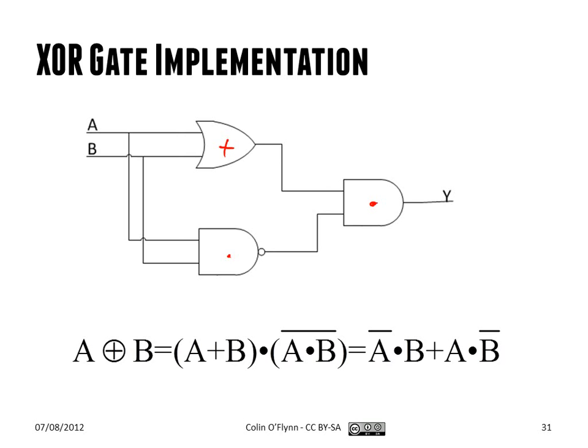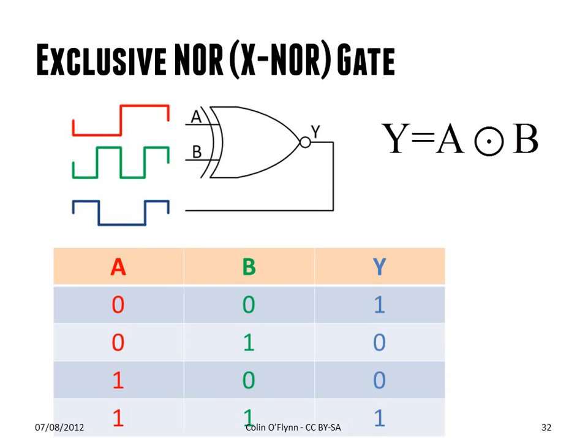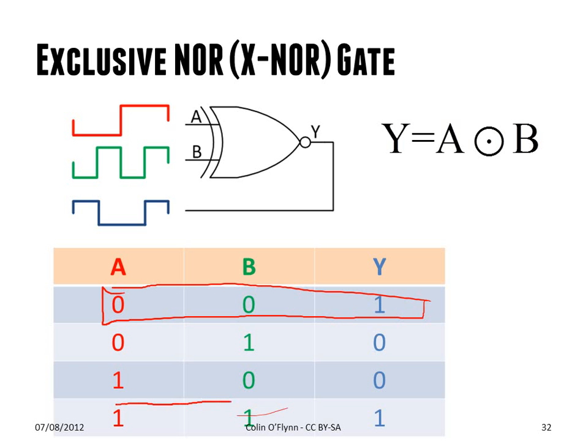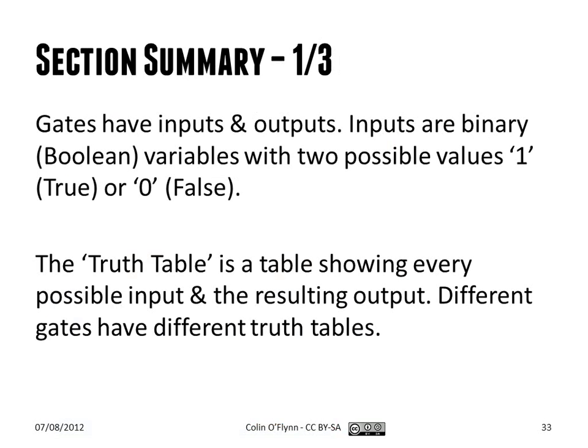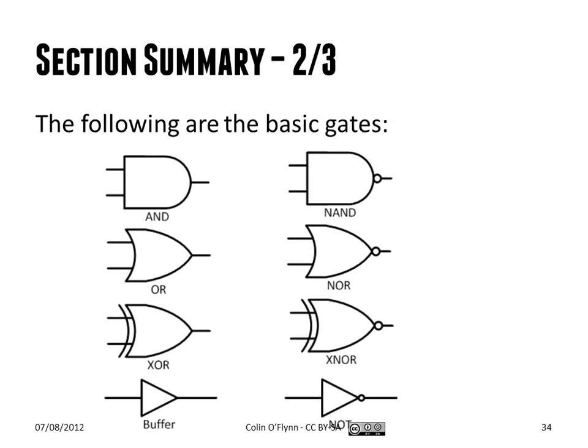So that's fairly straightforward. For the exclusive NOR, XNOR gate, we can see that the output is 1 when both inputs are the same. It's somewhat of a comparison gate, effectively the opposite of the XOR, because the output is 1 as long as both inputs are the same. Otherwise it's 0 if the inputs differ. That's the summary of the basic gates, which you probably know by now.